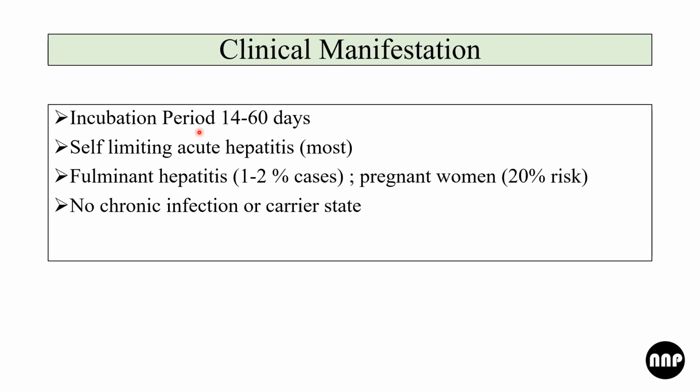Now, the most common manifestation of HEV is self-limiting acute hepatitis. In 1 to 2% of cases, it can also manifest as fulminant hepatitis. But in pregnant women, the risk of fulminant hepatitis is higher, 20% as compared to this 1 to 2% risk. There is no chronic infection or carrier state of this infection.